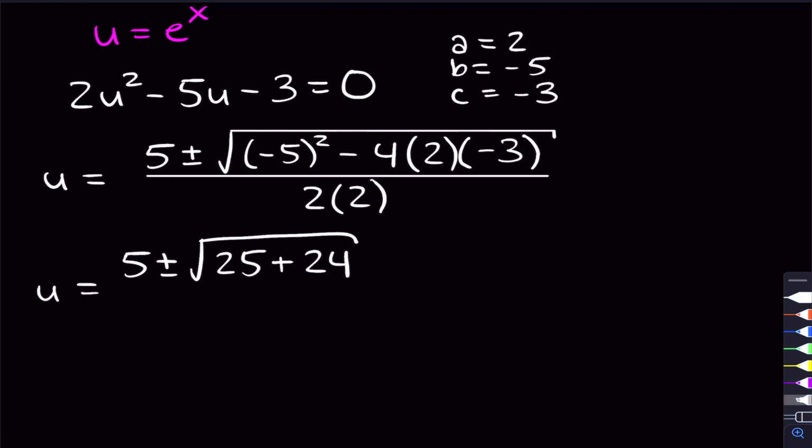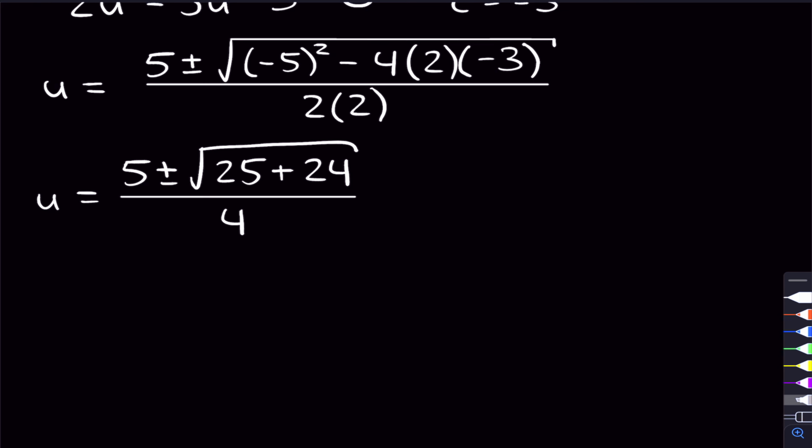So I don't know if you can see this yet, but we have a 49 getting set up under that square root. And from that, we'll get a 7. So yeah, in the denominator, that's 2 times 2, that's 4. And from here, we have a 5 plus or minus, again, 25 plus 24, that's 49, and the square root of 49 is 7.